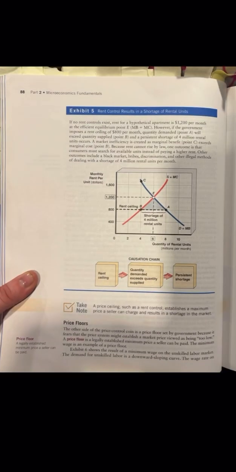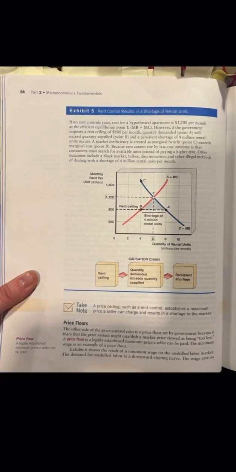Exhibit 5. Rent controls result in a shortage of rental units. If no rent controls exist, rent for a hypothetical apartment is $1,200 per month at the efficient equilibrium point E. However, if the government imposes a rent ceiling of $800 per month, quantity demanded, point A, will exceed the quantity supplied, point B, and a persistent shortage of 4 million rental units occurs.